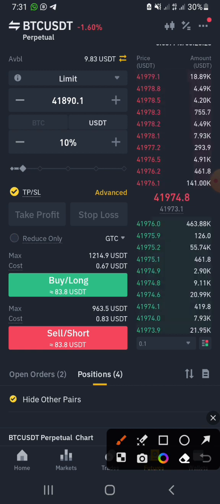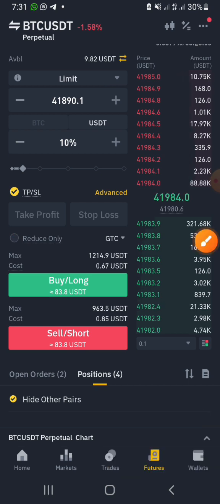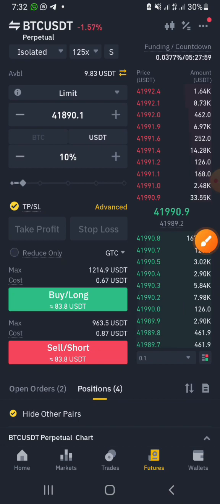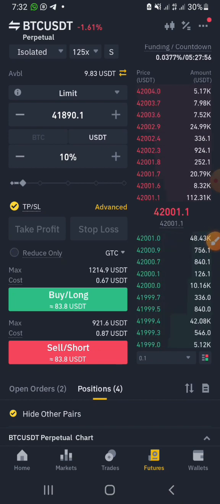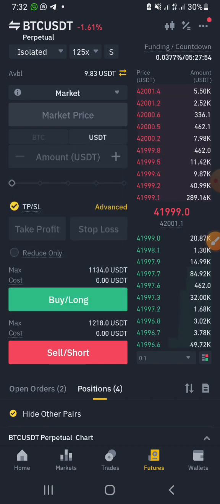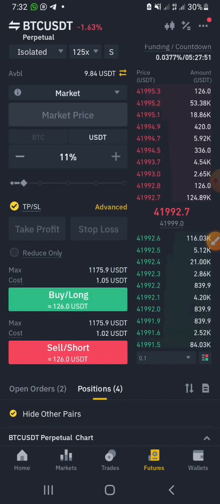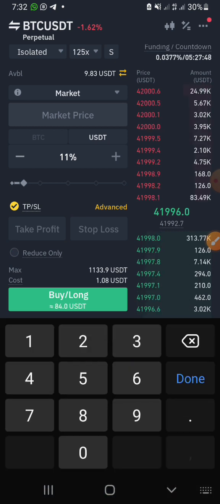For instance, Bitcoin is currently at $41,980, and my prediction is Bitcoin will go up. I've analyzed that Bitcoin will go up and head over to a certain price. For instance, I want to use a market order now. I want to use a market order on an isolated chart. So what I do is change it over to market, set it to my 10%, and set my take profit. Please note that this is just for tutorial purposes, and I will cancel this trade immediately I'm done with this video.